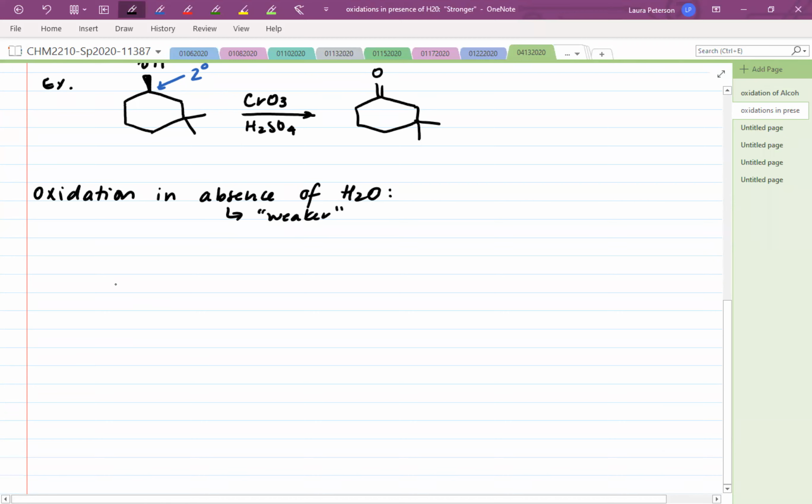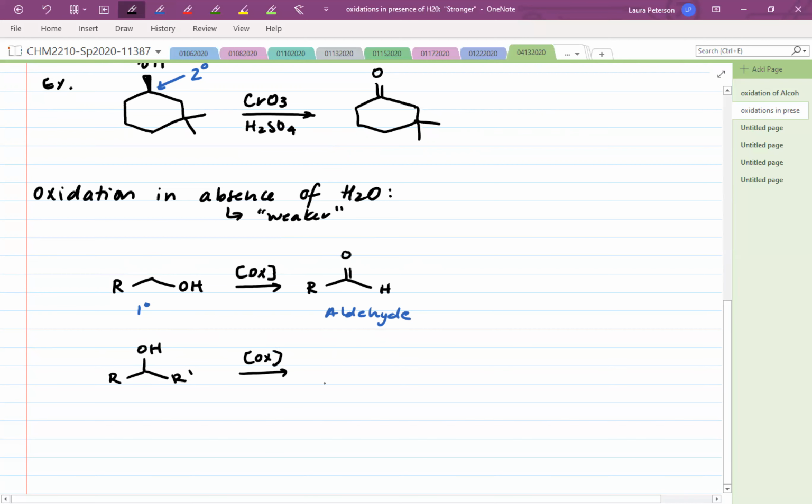Okay, so oxidations in the absence of water. So these are generally the quote unquote weaker oxidizing conditions. I'll give you what the condition here is in just a second, but I wanted to write out what the products are first. Okay, so our primary alcohol is now going to give us an aldehyde. And then the secondary alcohol's oxidation product is the same whether we're using strong or weak oxidizing conditions. Okay, so our secondary alcohol is going to form a ketone. So let's label those things and then I'll give you guys the reagents.